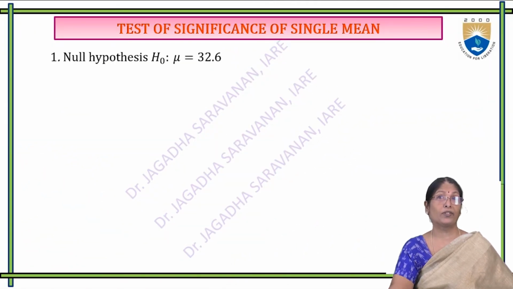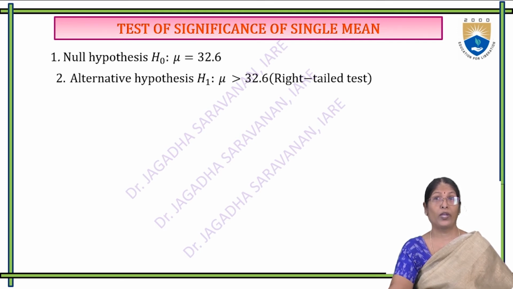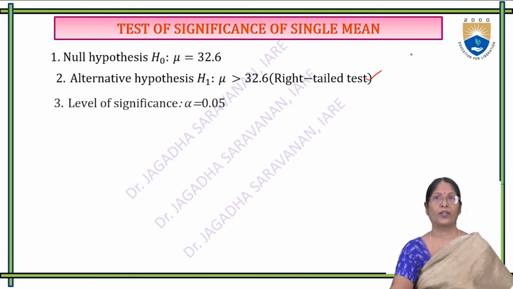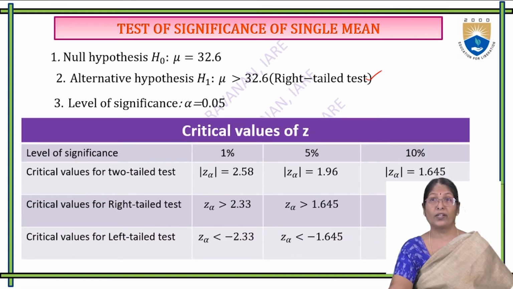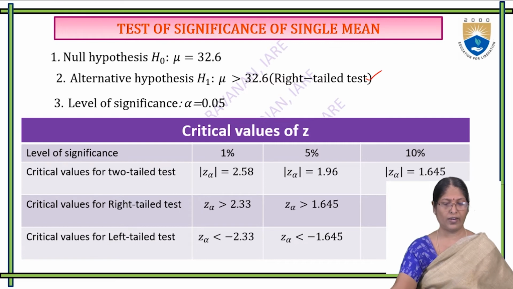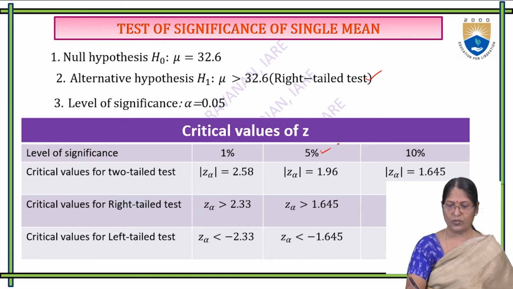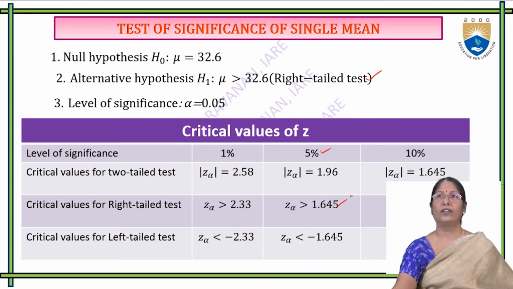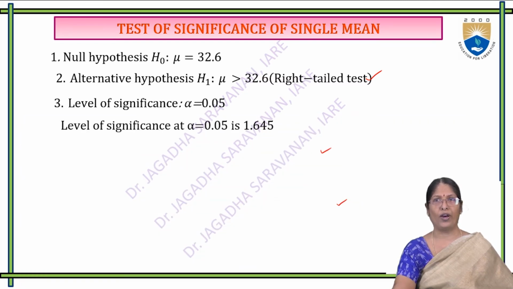So the null hypothesis H0: mu equal to 32.6. The condition given is such that we reject in the right direction, so it is a right-tailed test. The third step is the level of significance, alpha equal to 0.05. So the critical value, for a right-tailed test at 0.05, is 1.645.